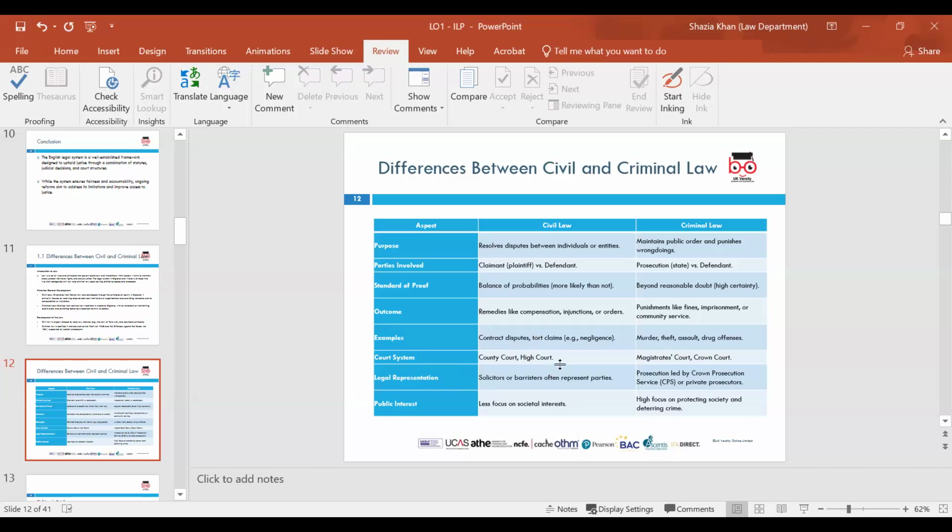The court system is the county court and the High Court, and the legal representatives is both. In civil cases, both barristers and solicitors can represent you, and they don't have any public focus.